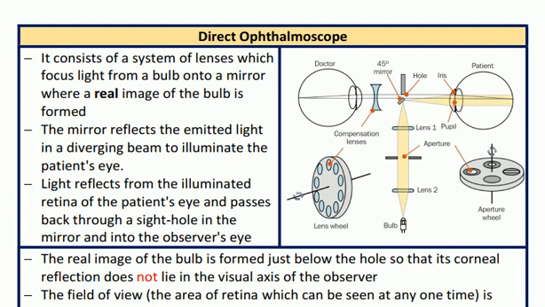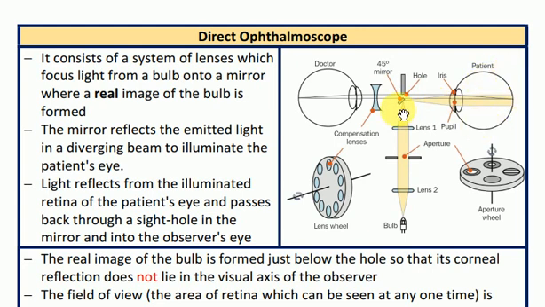The instrument consists of a system of lenses which focus light from an electric bulb. These lenses focus the light from the bulb onto a mirror inclined at 45 degrees, where a real image of the bulb filament is formed. The mirror reflects the emitted light in a diverging beam, which is used to illuminate the patient's eye.